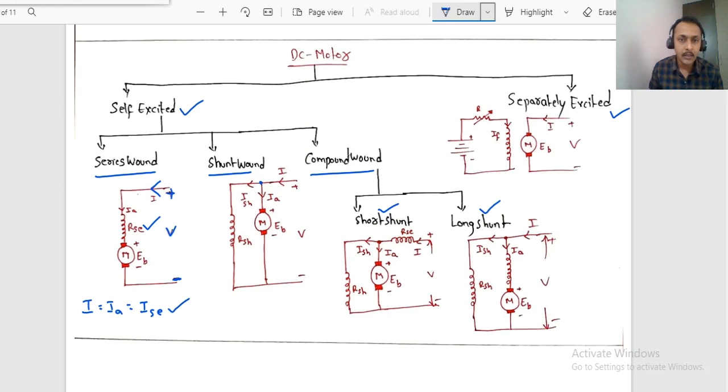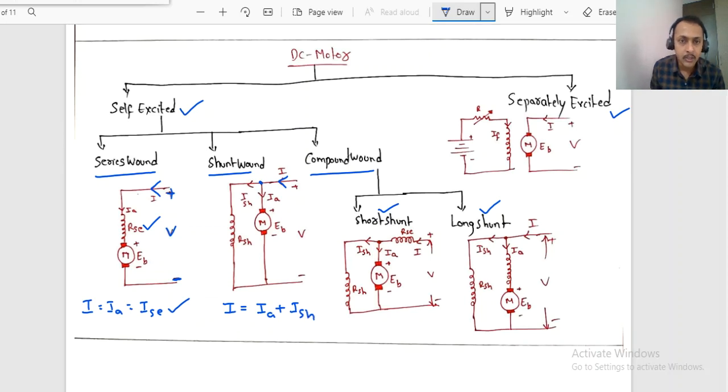In shunt, now observe here. At this node point, the current drawn by the motor that is entering gets divided into IA plus ISH.